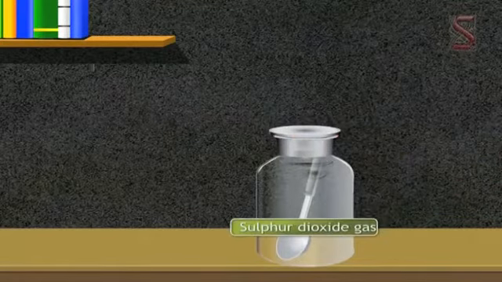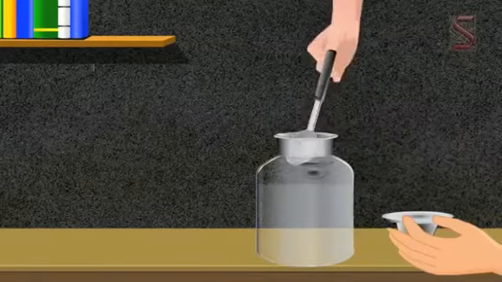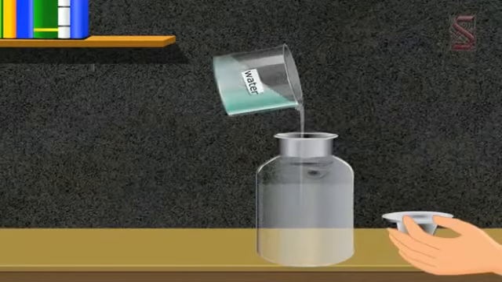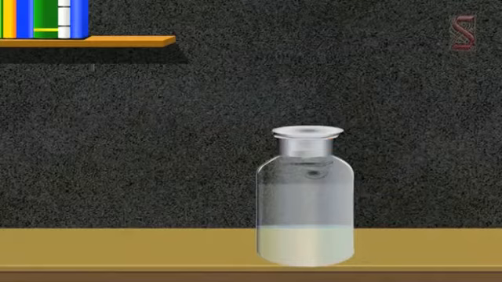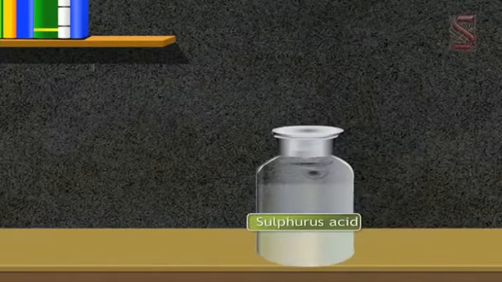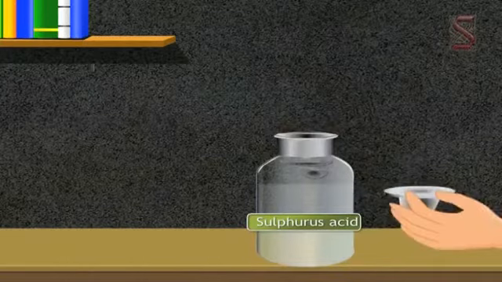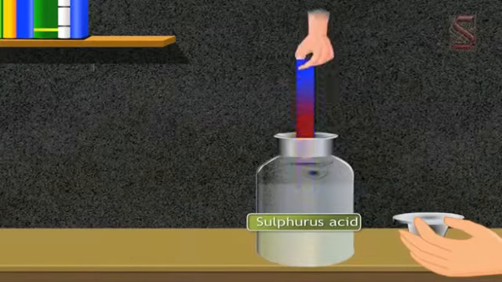To ensure that the produced sulfur dioxide gas does not escape, remove the spoon after some time. Add a small quantity of water into the gas jar and quickly replace the lid. Shake the gas jar well. Sulfurous acid is formed. Now introduce a blue litmus paper, which turns red. The sulfurous acid turns the blue litmus to red.